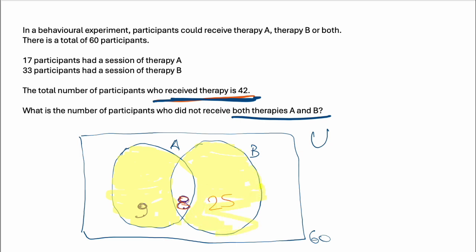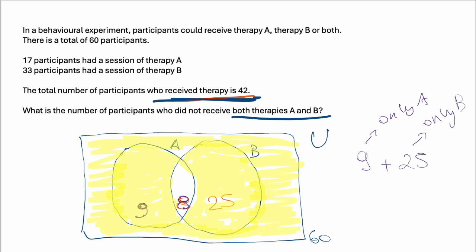And I have this, but look, don't forget, this is not completely right, because I also have people that did not receive the therapy. So the people that did not receive A and B, they are not standing in the intersection. They could have received only A, so only A is 9. This is only A. Only B is 25, right? But I still have people sitting outside here, okay?